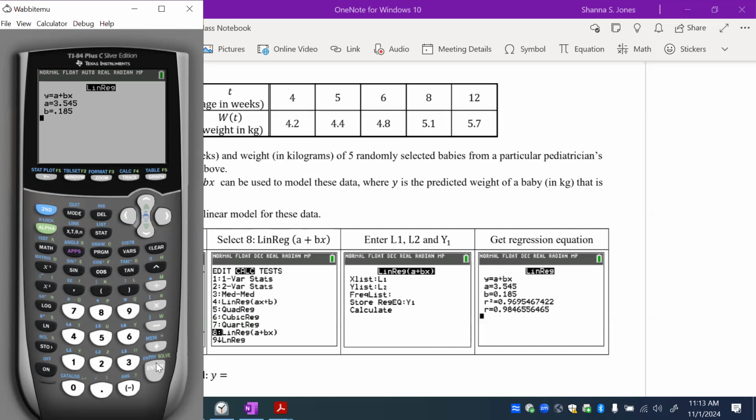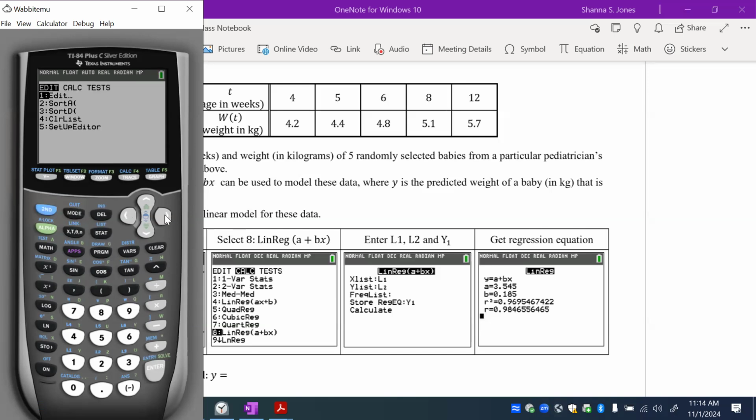Something has to be turned on. They no longer keep it on. Why? Because they're weird. But you have to go to mode and go to stat diagnostics, and your stat diagnostics has to be on if you're trying to see if what you're creating is a good model. That's how you turn on your stat diagnostics. And so now I'm going to rerun it.